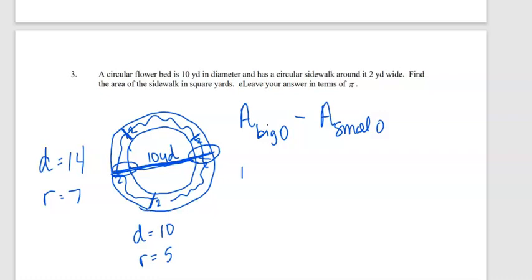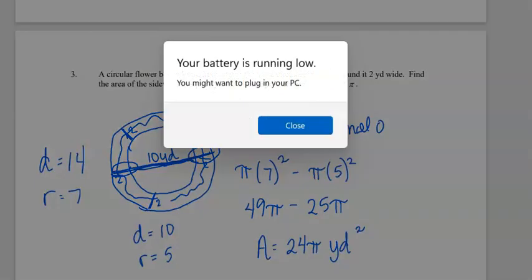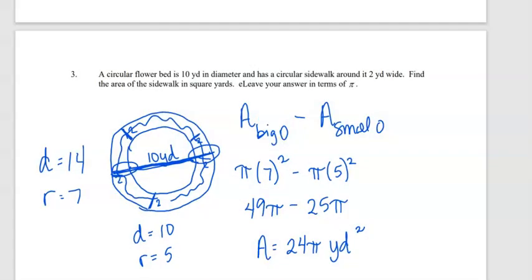Now, if you'll recall, area for a circle is pi r squared. So that's going to be pi times 7 squared for the big circle, minus pi times 5 squared for the small circle. This would give me 49 pi minus 25 pi. And because these are both in terms of pi, they're basically considered like terms, we can subtract them. When we do subtract, that's going to give me 24 pi. And recall, I'm in yards, so the area would be yards squared. So that's kind of a fun problem to finish off area practice.